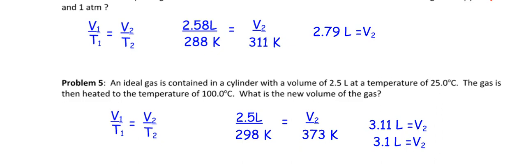But did it really make a difference in the long run? No, because how many sig figs should my answer have? 2. Why 2? Because of the 2.5 liters. So my answer is 3.1 liters. Does this make sense? Temperature went up, so volume should go up, and hopefully, yes, it does make sense. Okay, hopefully you did that right.